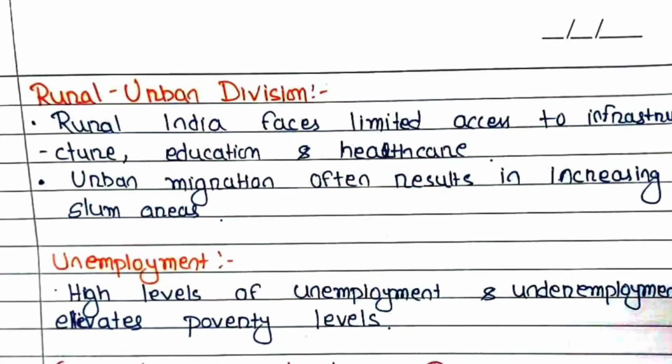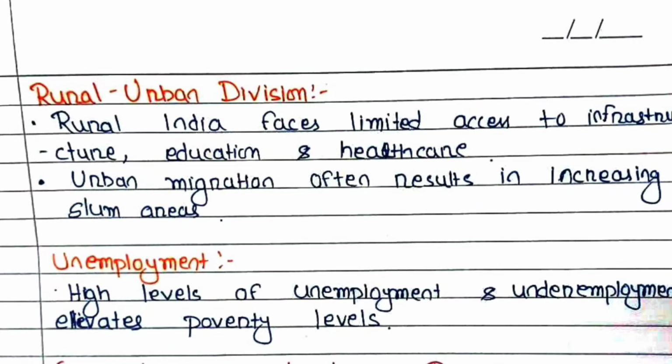Then the rural-urban division. Rural India faces limited access to infrastructure, education and healthcare. Due to the problems in rural India, urban migration is increasing day by day, and urban migration often results in increasing slum areas in the urban areas. This is the rural-urban division which causes poverty in India.